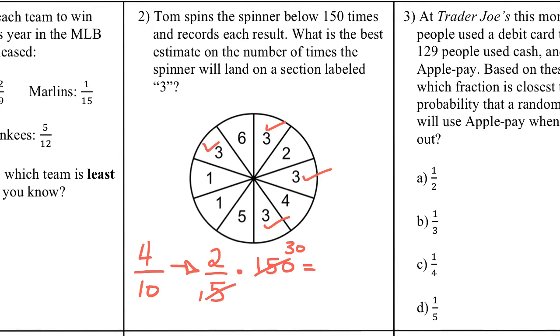Cross canceling here, 150 divided by 5 to get 30 times 2 or 60 would be what we could expect. That doesn't mean we actually get 60 different 3s if we actually spun 150 times, but it is a reasonable estimate. So 60 for number 2.